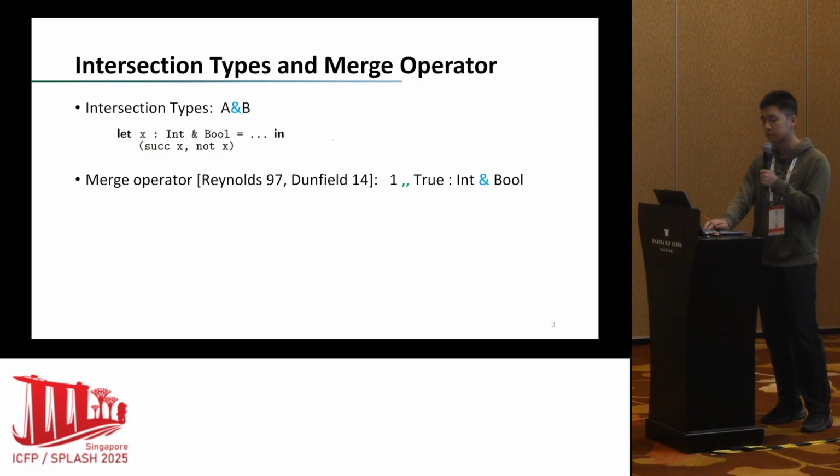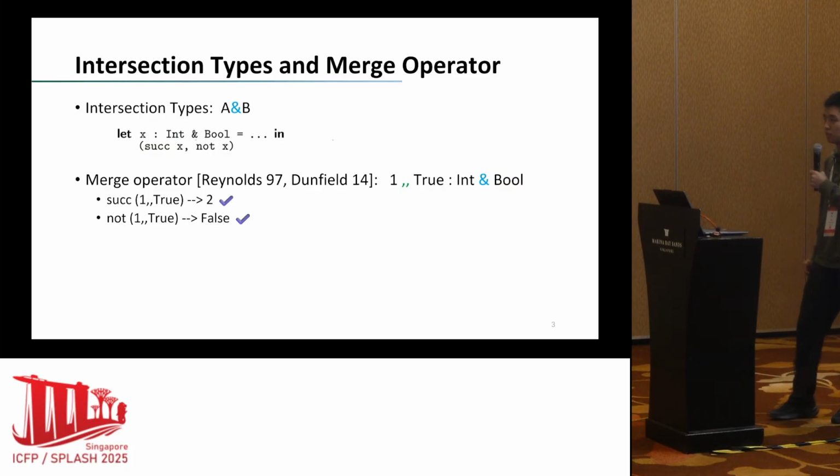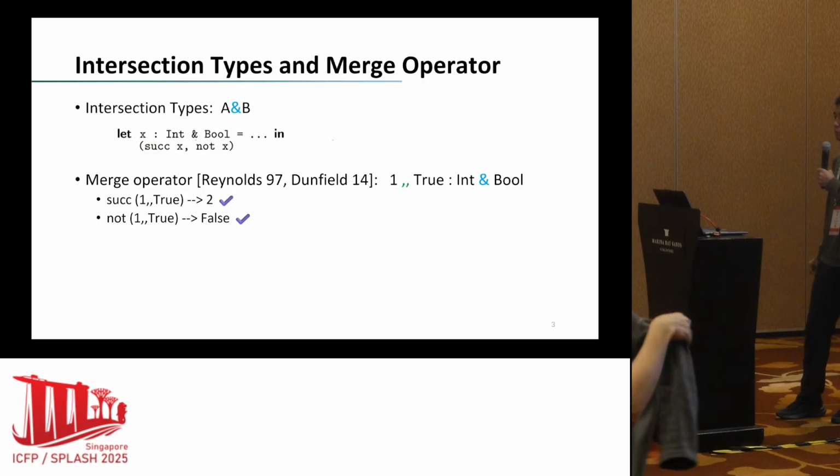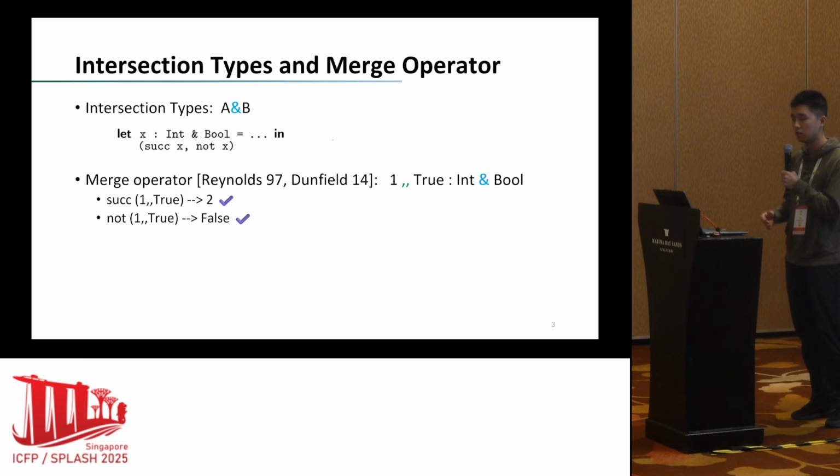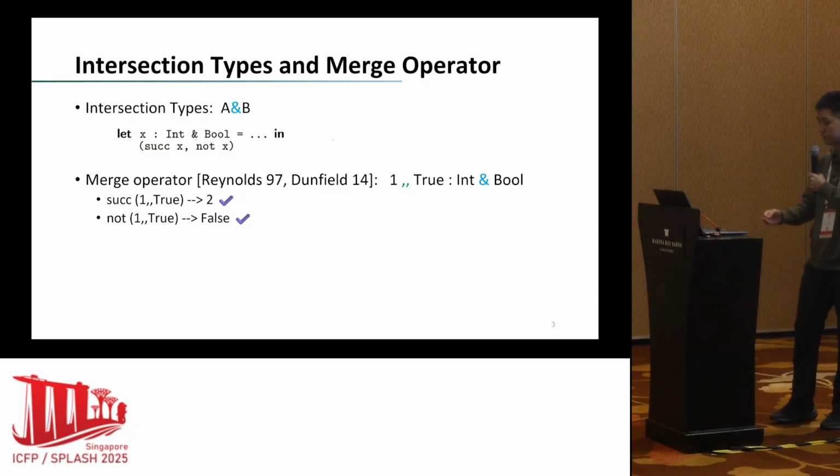If we pass this one merged with true to the program variable above, we get the following result. The successor function requires the parameter to be of type int, therefore successor of one merged with true will finally be evaluated to 2. Similarly, not of one merged with true will be evaluated to false. What interests us in this merge operator is that it offers very good compositionality. Whenever we want to compose two objects, even different objects like integers and Booleans, all we need to do is merge them together with the merge operator.